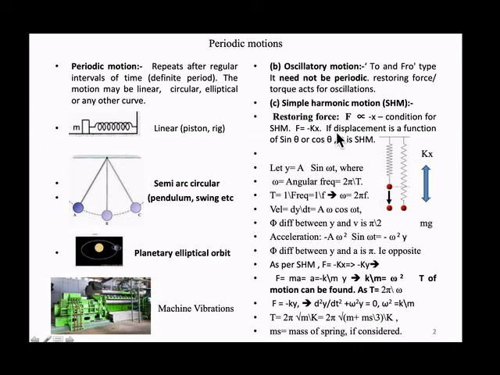So the fundamental rule of simple harmonic motion is that force should be proportional to minus x. This is the condition for simple harmonic motion. What is force? Ma. So ma should be proportional to minus x. If I write the constant as k, the force is proportional to minus kx.